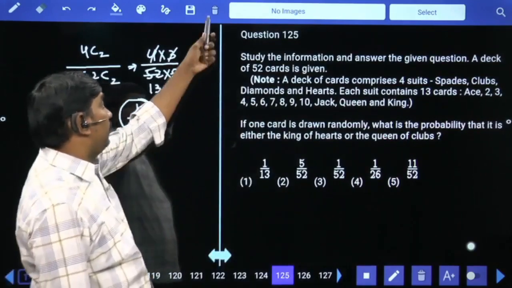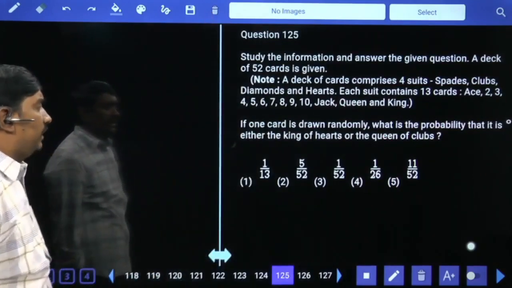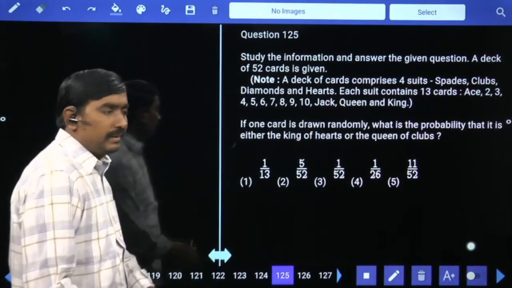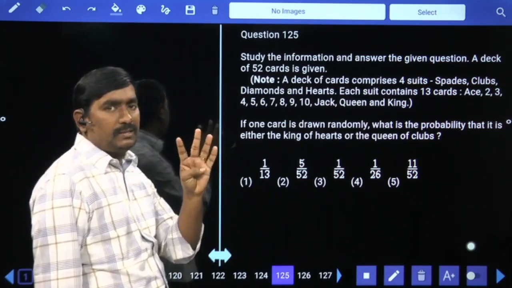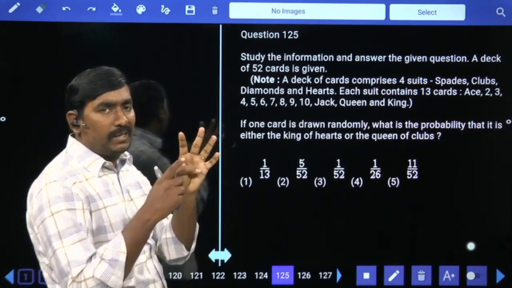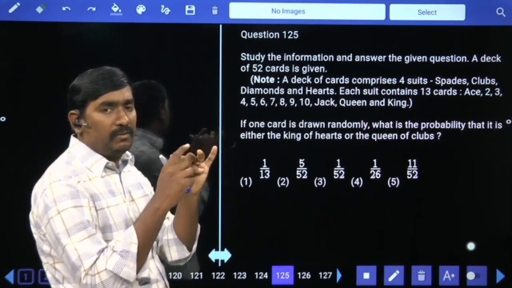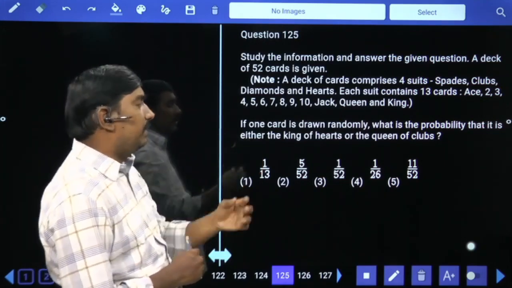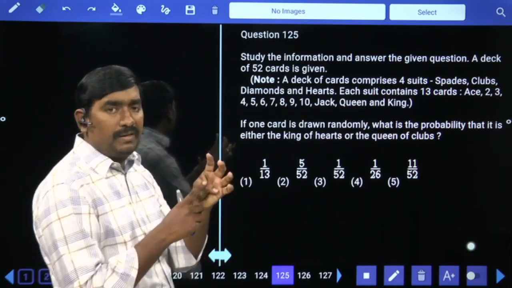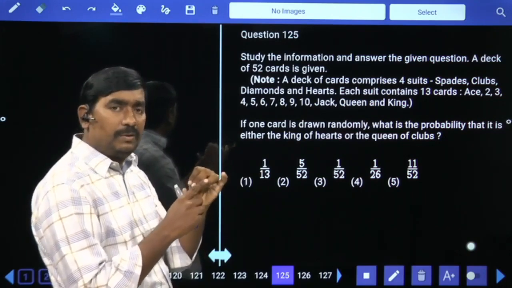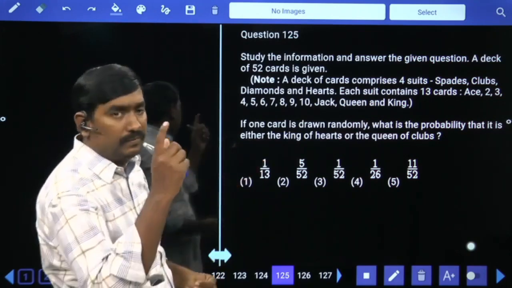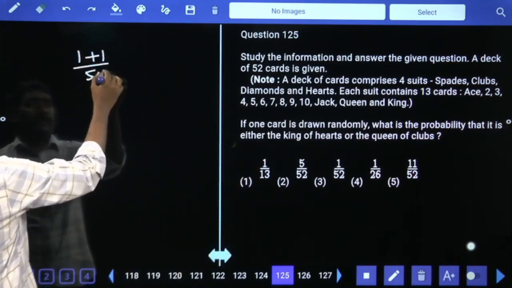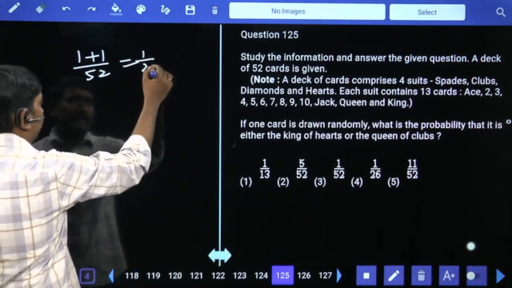One card is drawn randomly. What is the probability that it is either the king of heart or queen of club? King cards are 4. In these 4 king cards, one is diamond king, heart king, spade king, club king. So heart king is only one card. Like this, club queen also same. Diamond queen, heart queen, spade queen, club queen. So here club queen also one card. So 1 plus 1 out of 52. 2 by 52 means 1 by 26.